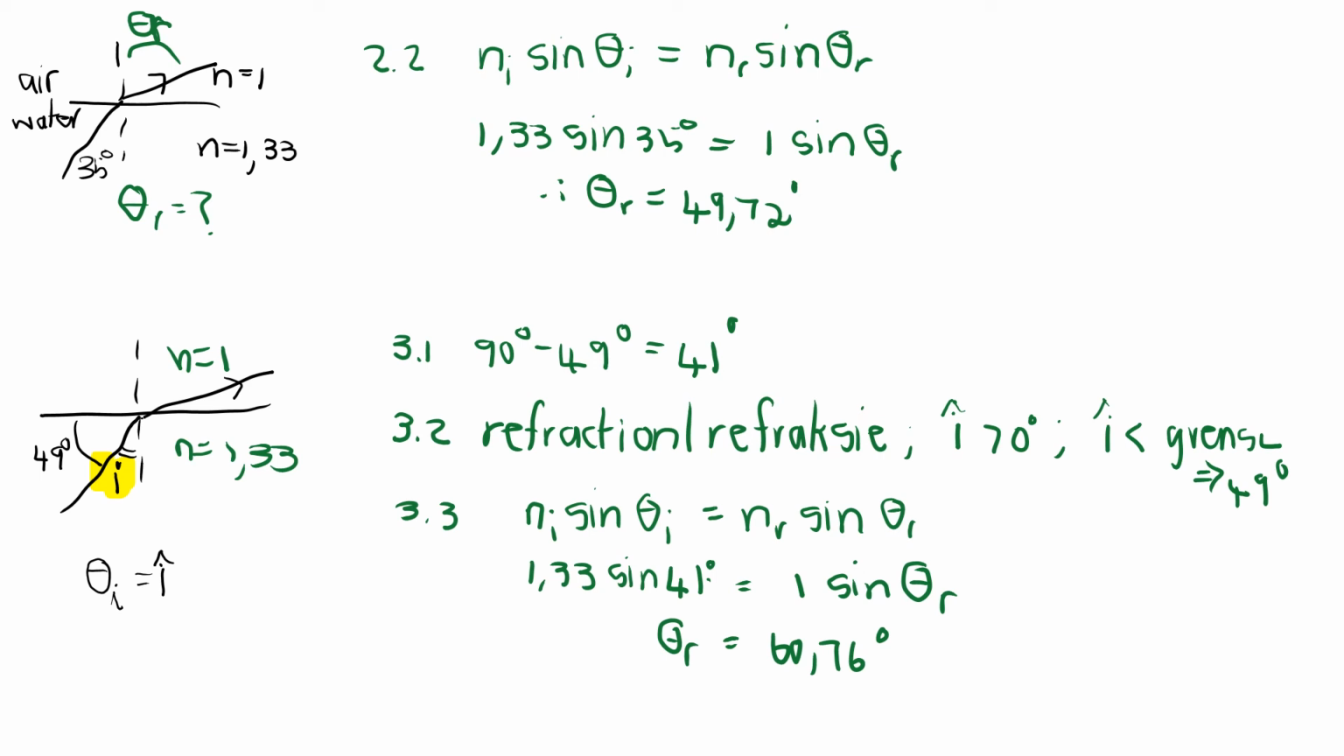3.3 vra hulle weer bereken jou brekingshoek. Calculate your angle of refraction. You use Snell's law. Gebruik Snell's wet. Maak seker dat jy die regte waardes op die regte plekke substitueer. En jy kry die brekingshoek is 60,76 grade.